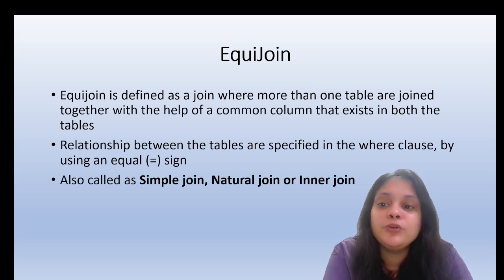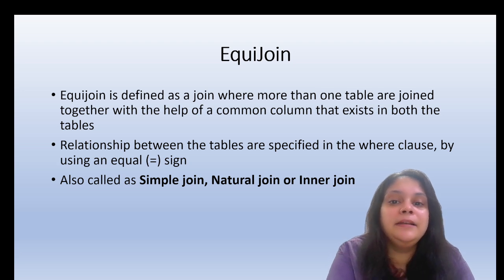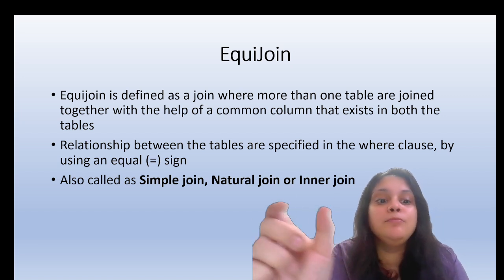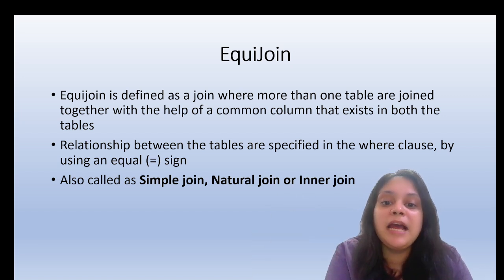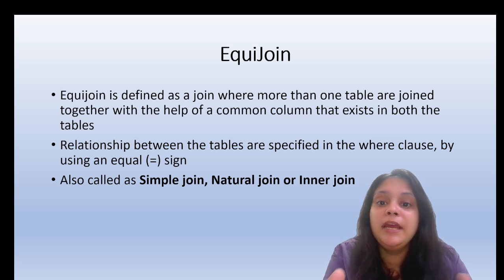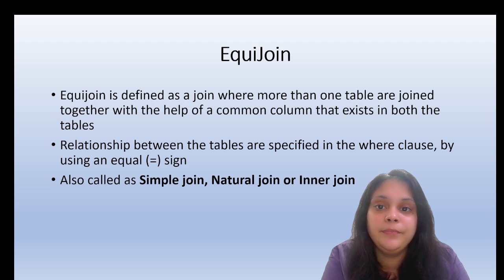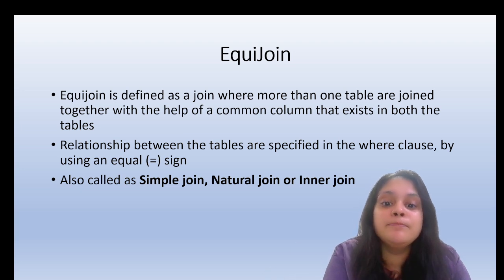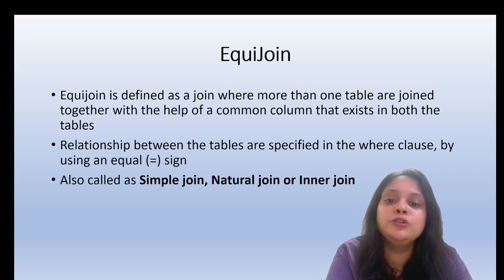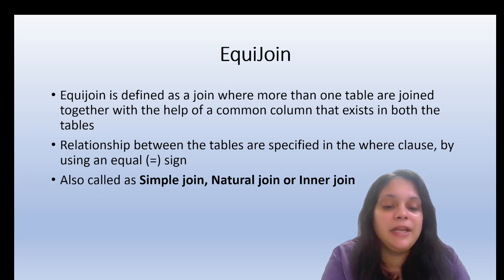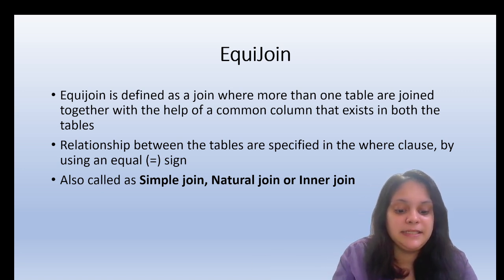So guys, equijoin is a join where you are combining the tables on the basis of a common column that exists in both the tables. That column should have the same name as well as the same data type. So here we are describing the relationship with the help of an equal sign. We also call it a simple join, natural join or inner join. But natural join and inner join have a bit of a difference. That also I will explain with the help of an example. So let's get started.